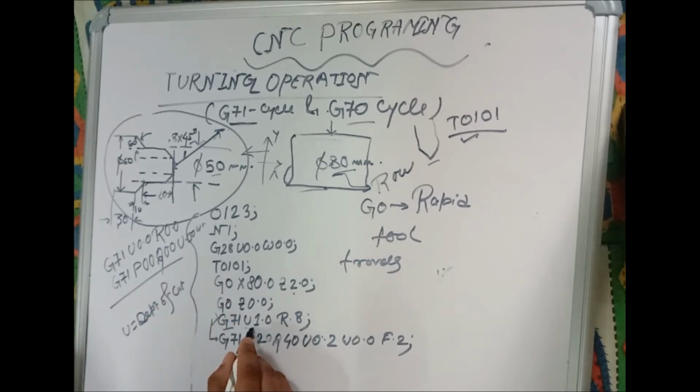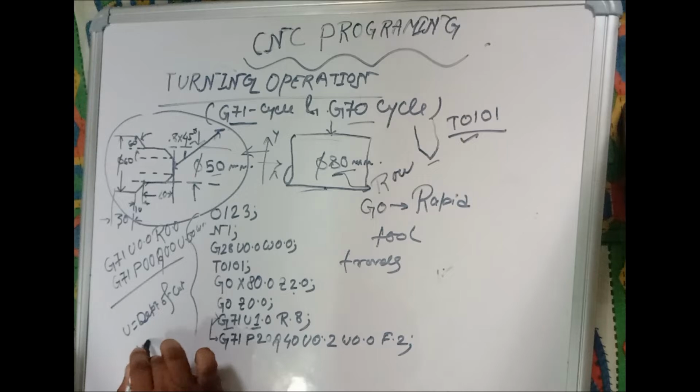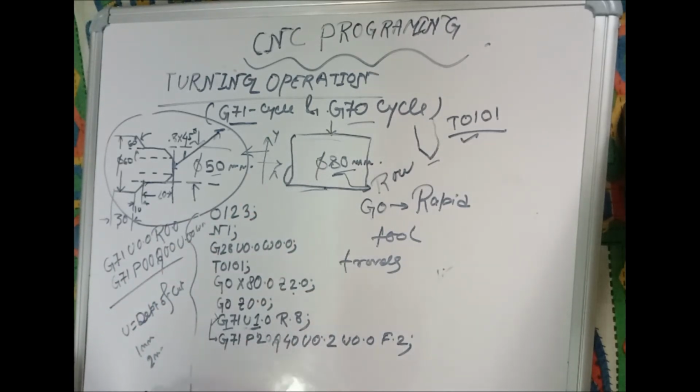Suppose we have given a cut of 1 millimeter, then what will the CNC cut? The CNC will cut 2 millimeter. Suppose the raw material diameter is 80. After giving the depth of cut, what will be the value of the first cut? That will be 80 minus 2, that is 78 millimeter. After the cutting, the value of the raw material will be 78 millimeter.